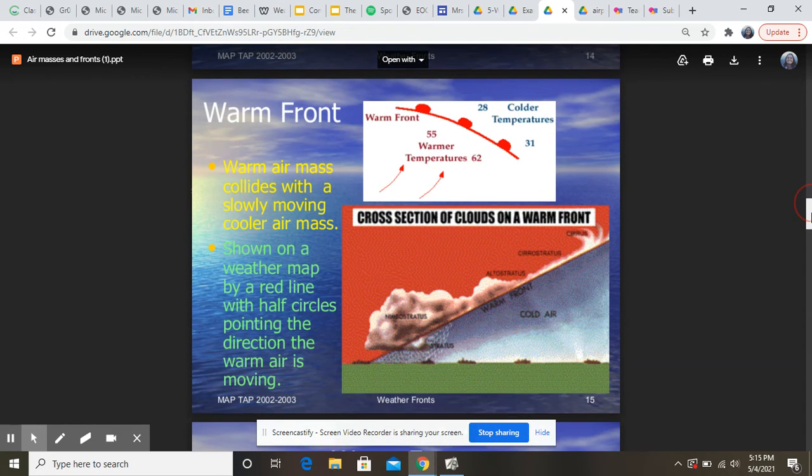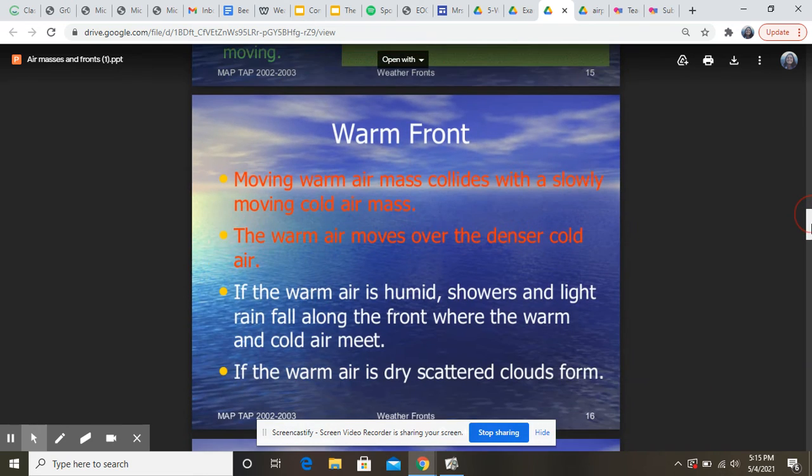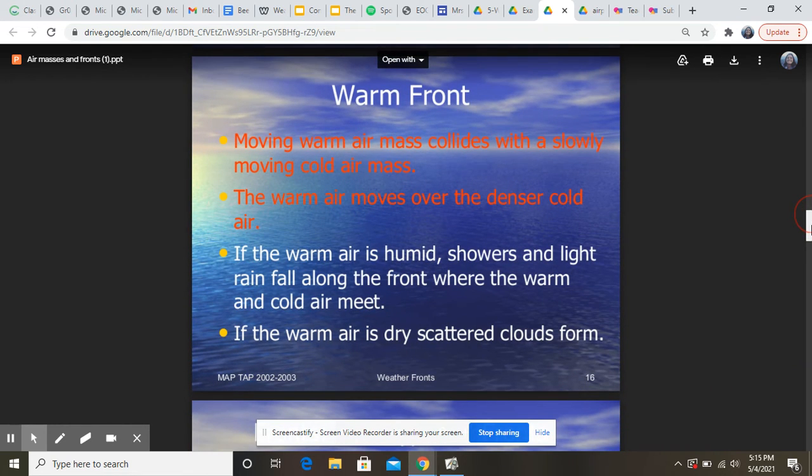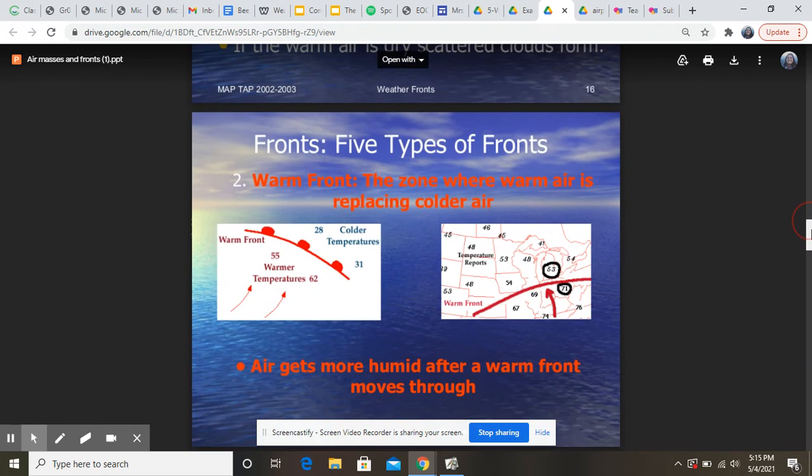A warm front is when a warm air mass collides with a slowly moving cooler air mass. The warm air moves over the cold air. If the warm air is humid, showers and light rain fall along the front where the warm and cold air meet. If the warm air is dry, scattered clouds form.